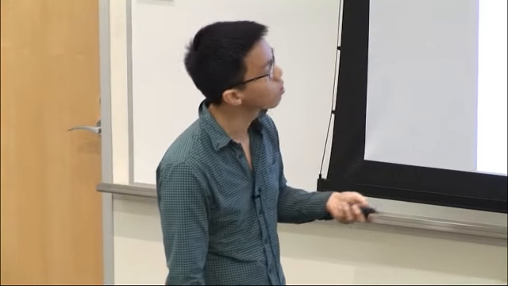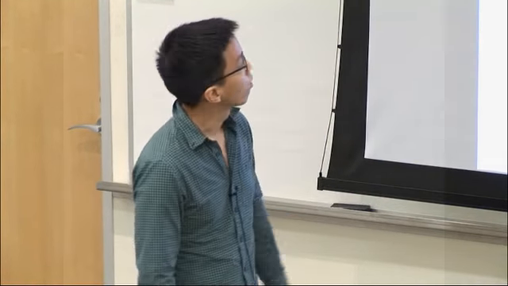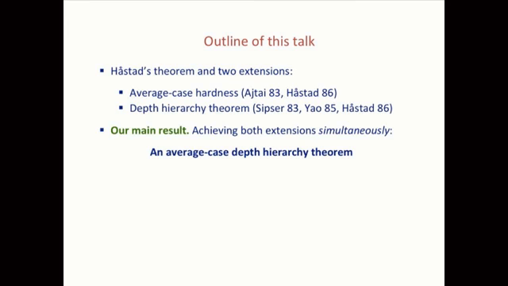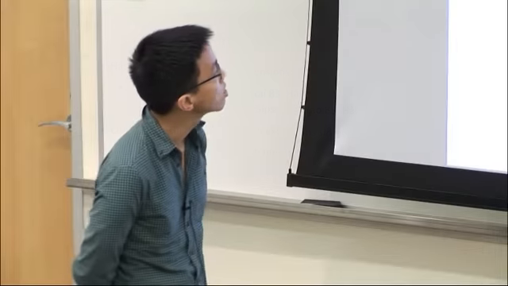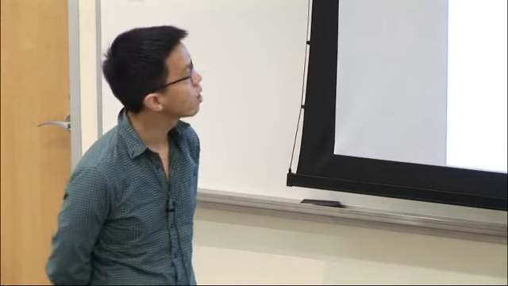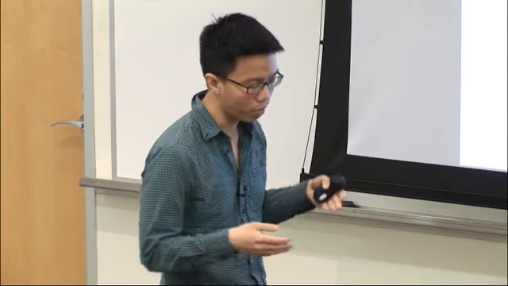Let me go into detail about the outline of this talk. I'm going to tell you about Hastad's theorem, and two of its extensions, neither of which are due to us, both due to him back in the 80s. One is average case hardness, and the other is a depth hierarchy theorem. I'll explain what each of these means in a second. You can probably guess what the first means already. And our main result is that we achieve both extensions of Hastad's theorem simultaneously.